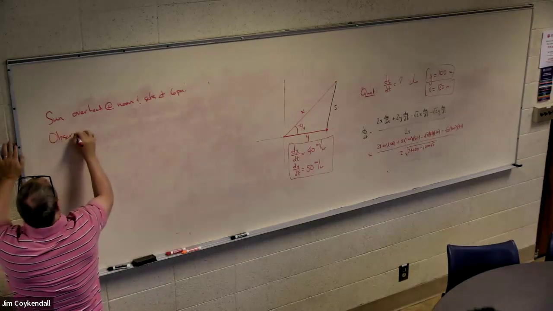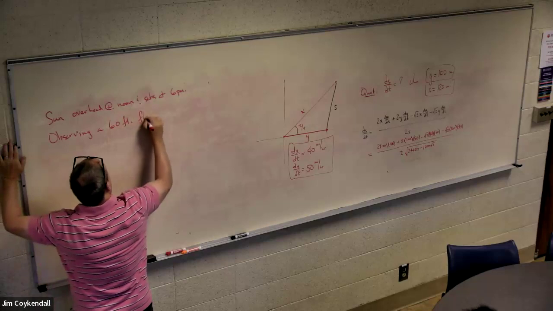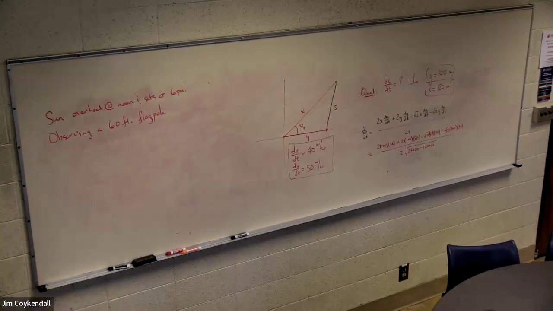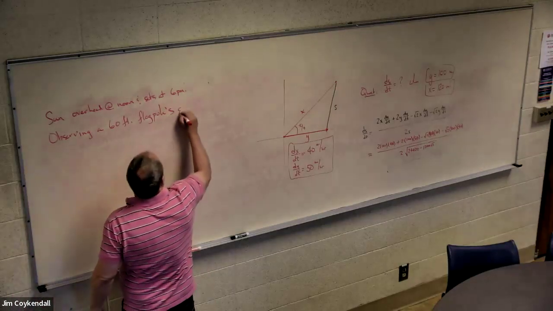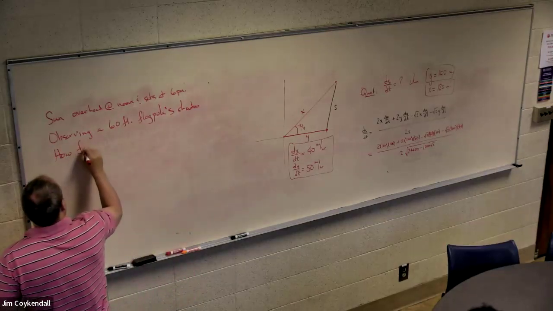You're observing a 60-foot flagpole in the parking lot. And the question is, how fast is the shadow of the flagpole lengthening right at 4 p.m.? How fast?